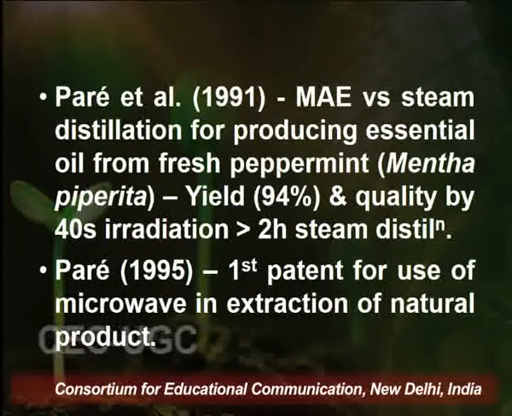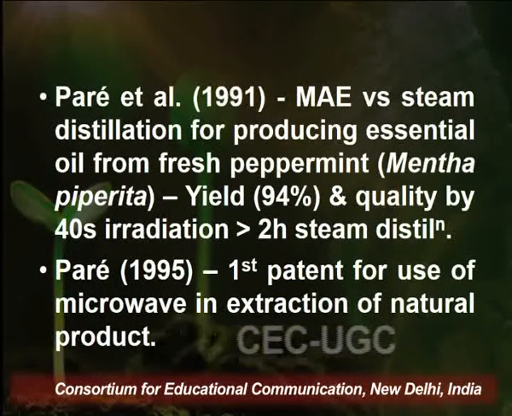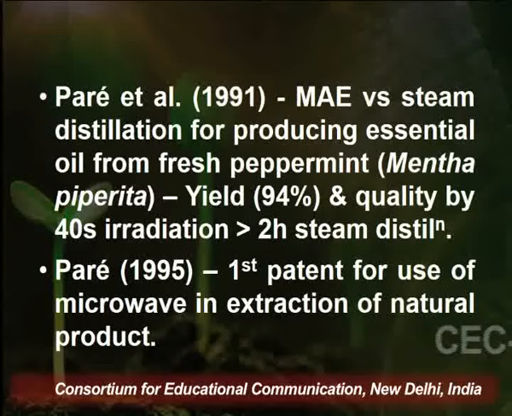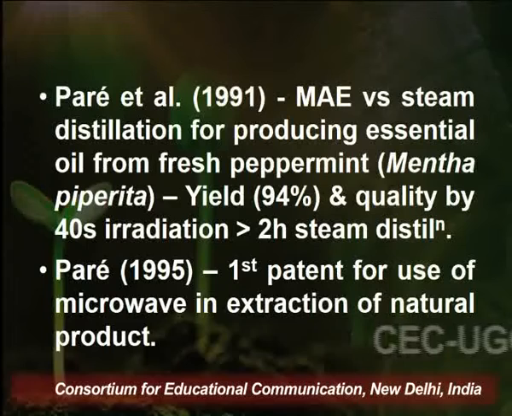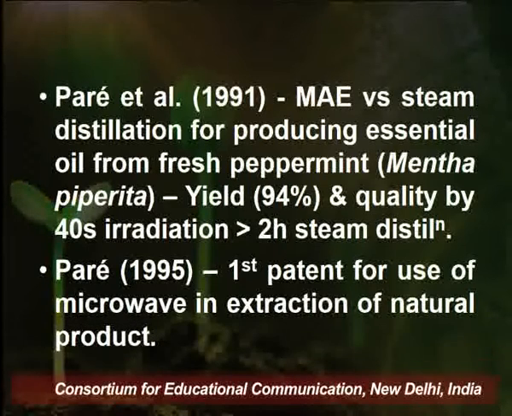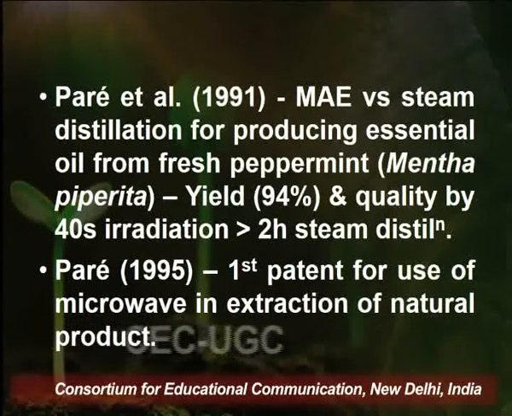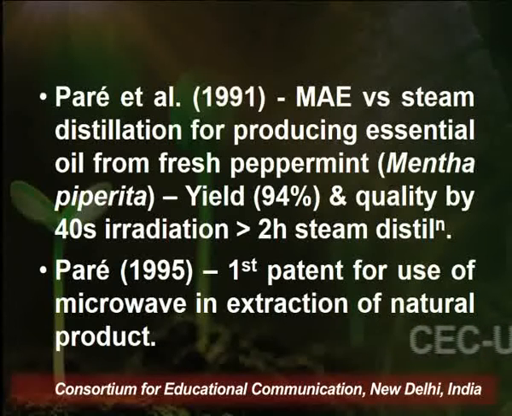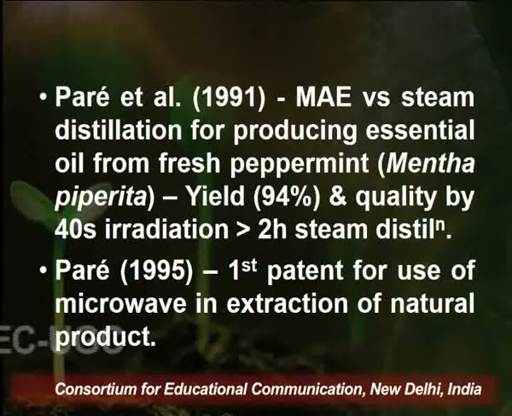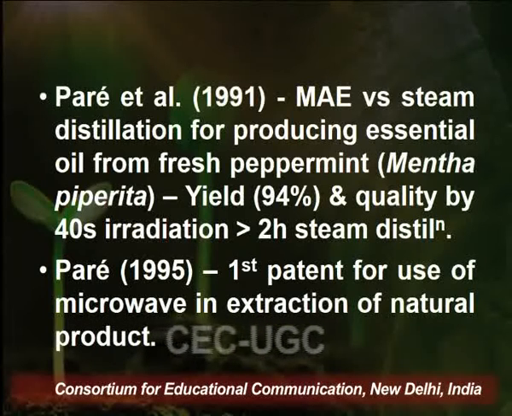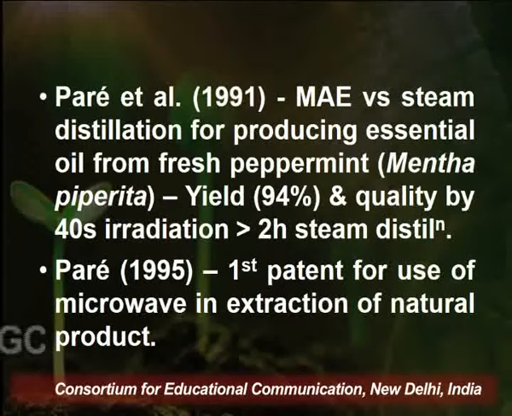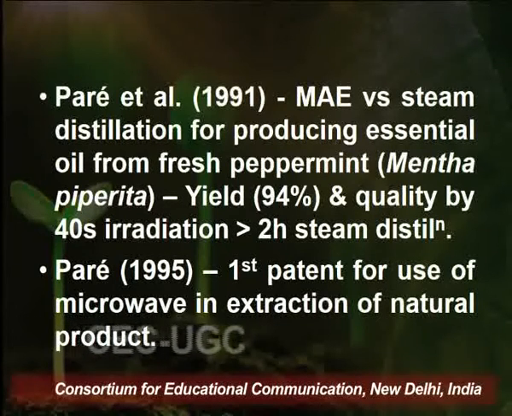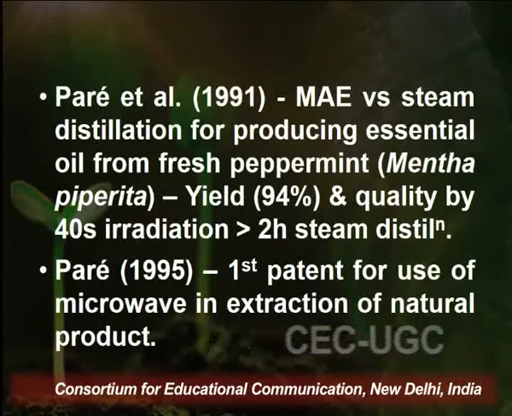Later in 1991, Pare and his group compared the extraction efficiency of microwave assisted extraction with steam distillation when they extracted essential oil from Mentha piperita. They found that the yield was 94% with microwave assisted extraction, and not only was the yield tremendously increased, but the quality of the oil obtained after just 40 seconds of irradiation with microwaves was better in comparison to steam distillation carried out for approximately 2 hours. And later in 1995, Pare and his group patented the use of microwave for the extraction of natural products.